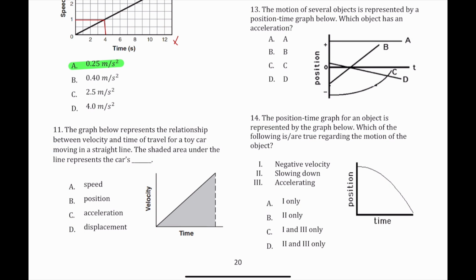11. The graph below represents the relationship between velocity and time of travel for a toy car moving in a straight line. The shaded area under the line represents the car's displacement. In a velocity time graph, we take the area under the slope to get the displacement. So the right answer is displacement.